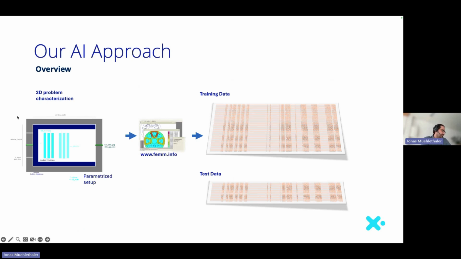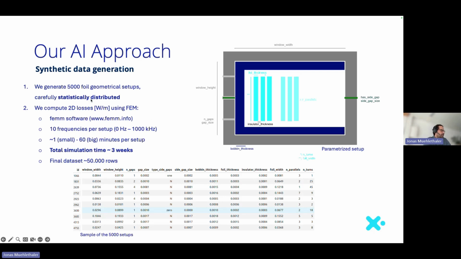So what we did is we parameterized our case. We built a FEM, finite element model. We used the tool FEMM. It's an open source tool. You can use this, and build a lot of training data and a lot of test data. We use the training data then to train our machine learning model, and the test data to test our machine learning model. So in total, we generated around 5,000 foil geometrical setups, and we make sure that they are statistically well distributed.